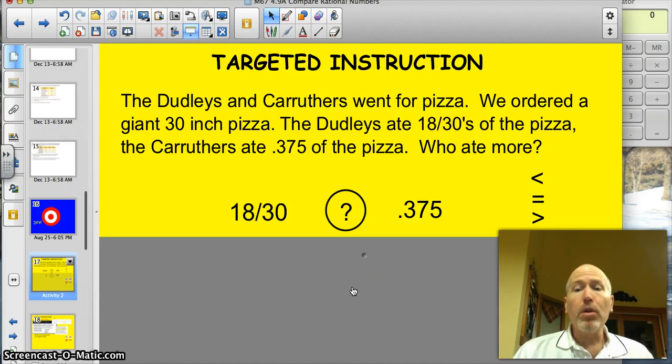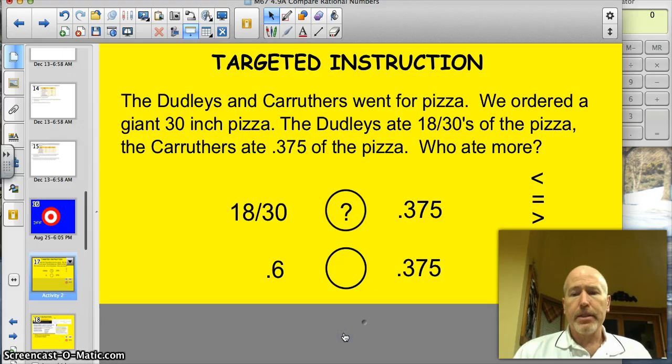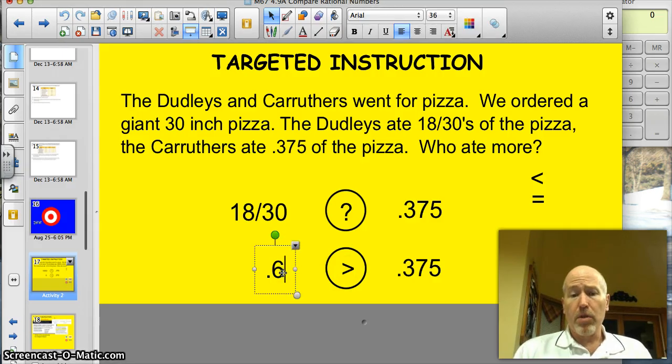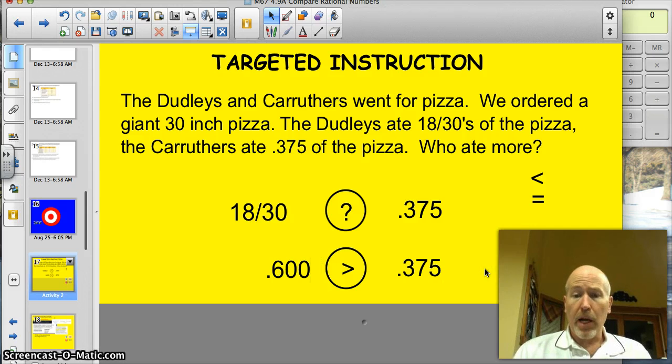Convert it to decimals. Take your calculator over here. Convert 18/30ths to a decimal. You're going to get 0.6. Now you got 0.6 of what the Dudleys ate, and you got what the Crothers ate. Choose the right symbol. 0.6 is greater than 0.375, because remember, 0.6 is really 0.600, however many zeros you want to put on there.